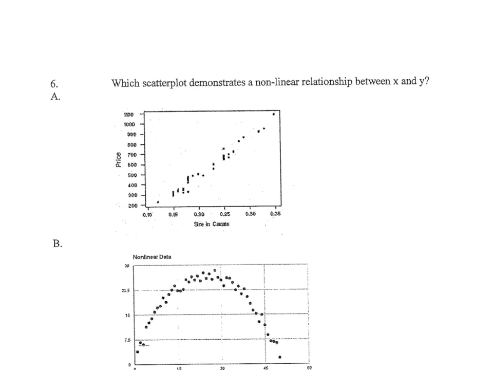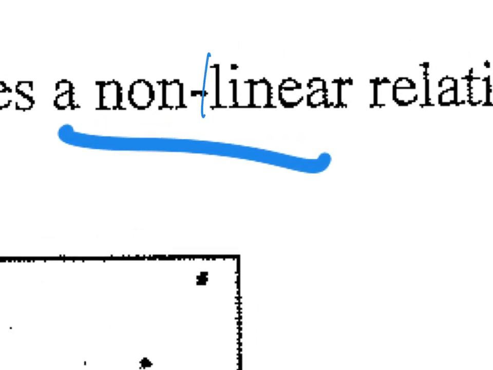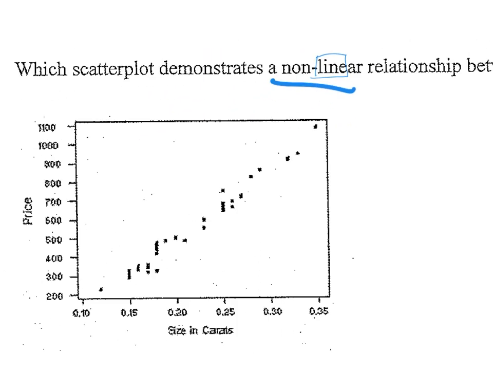Finally, getting to the easy scatter plots. So on number 6, it says, which scatter plot demonstrates a non-linear relationship? Okay, non-linear just means that it's not a line. So I'm going to look at these, figure out which one's not a line. Okay, well, that one makes a line, that one makes a line, that one makes a line. Well, that makes a big old U. So B does not make a line.